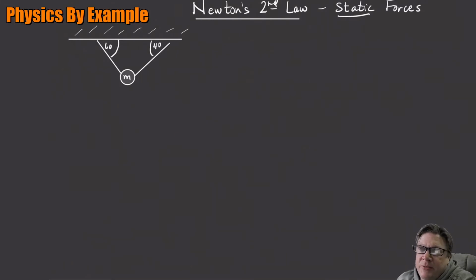So what we're going to do is, we know already that there's going to be a downward force on the mass, and this is just going to be mg. And what we're after is to try to figure out what the tensions are, T1 and T2, the tensions in the cable.